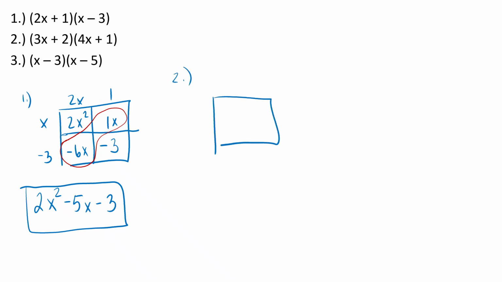Okay, for this next one, let's change it up a little bit. We'll put the 3x plus 2 as the height and the 4x plus 1 as the base. So 3x times 4x is 12x squared. 3x times 1 is 3x. 4x times 2 is 8x, and 2 times 1 is 2.